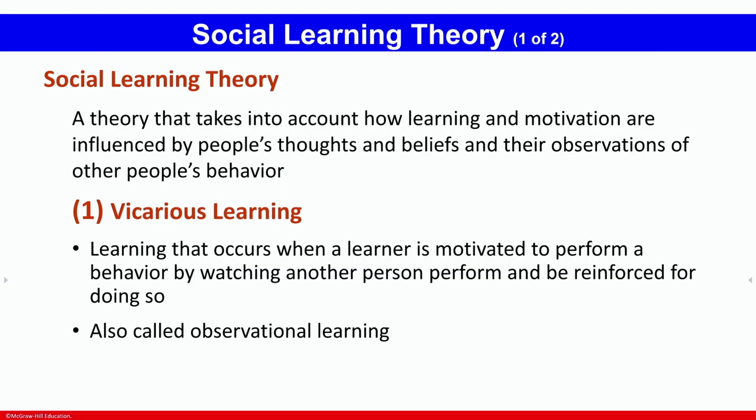The second learning theory is social learning theory. It proposes that motivation results not only from direct experience of rewards or punishments, but also from a person's thoughts and beliefs. Social learning theory extends operant conditioning's contribution to managers' understanding of motivation by first explaining how people can be motivated by observing others performing a behavior and then being reinforced for doing so. This is what we call vicarious learning.